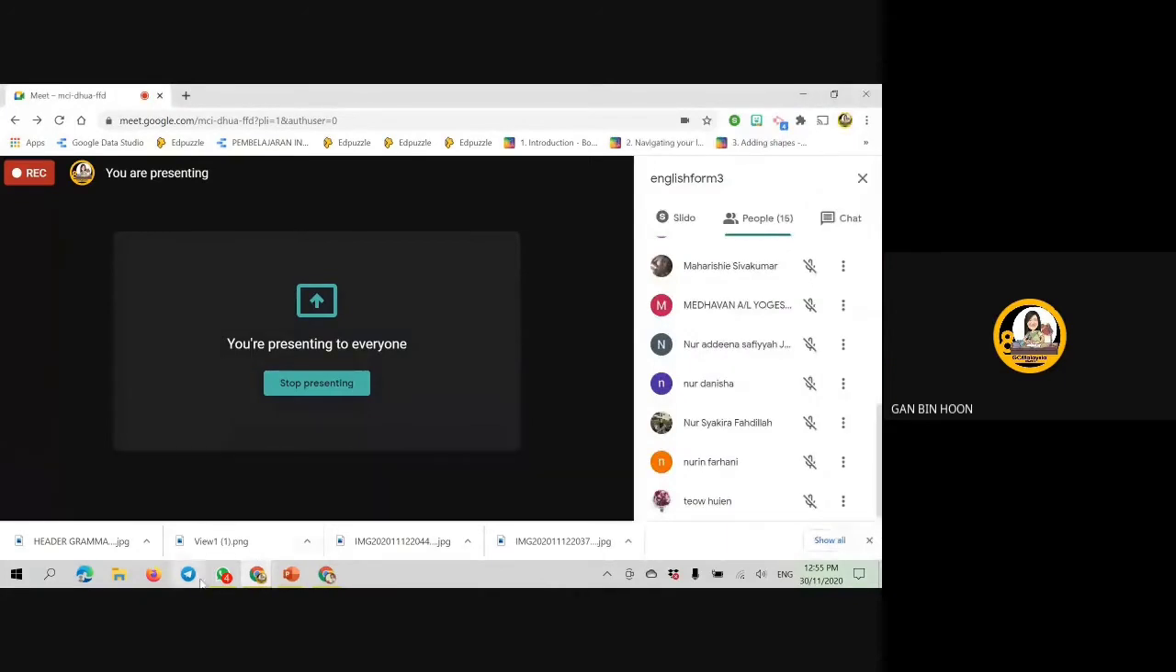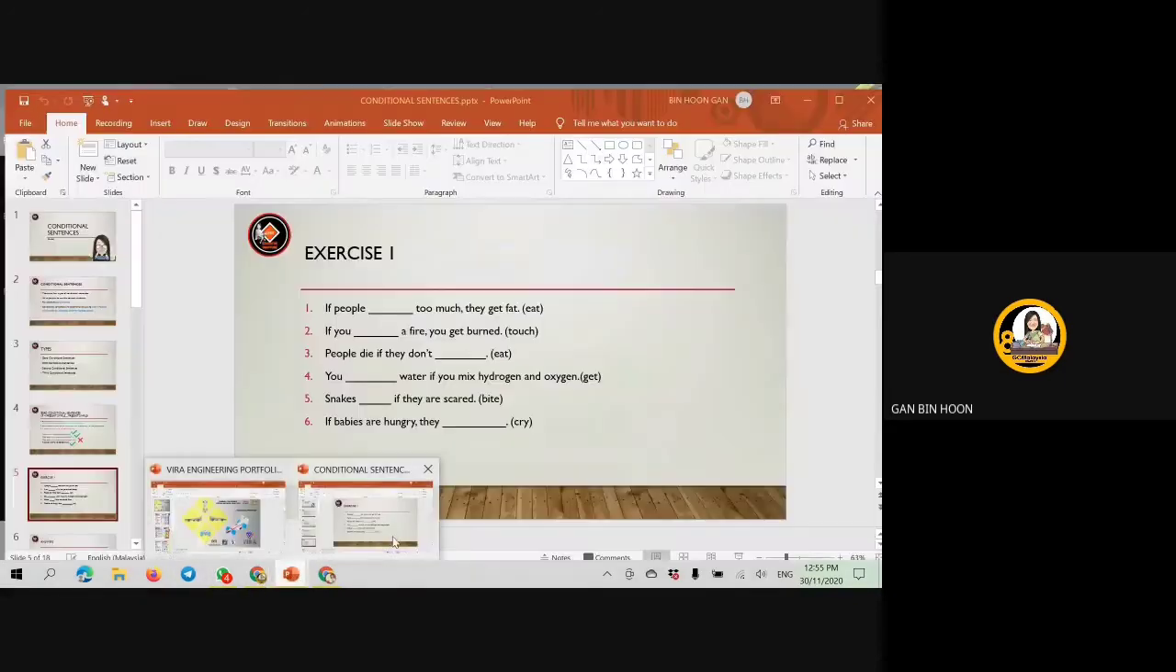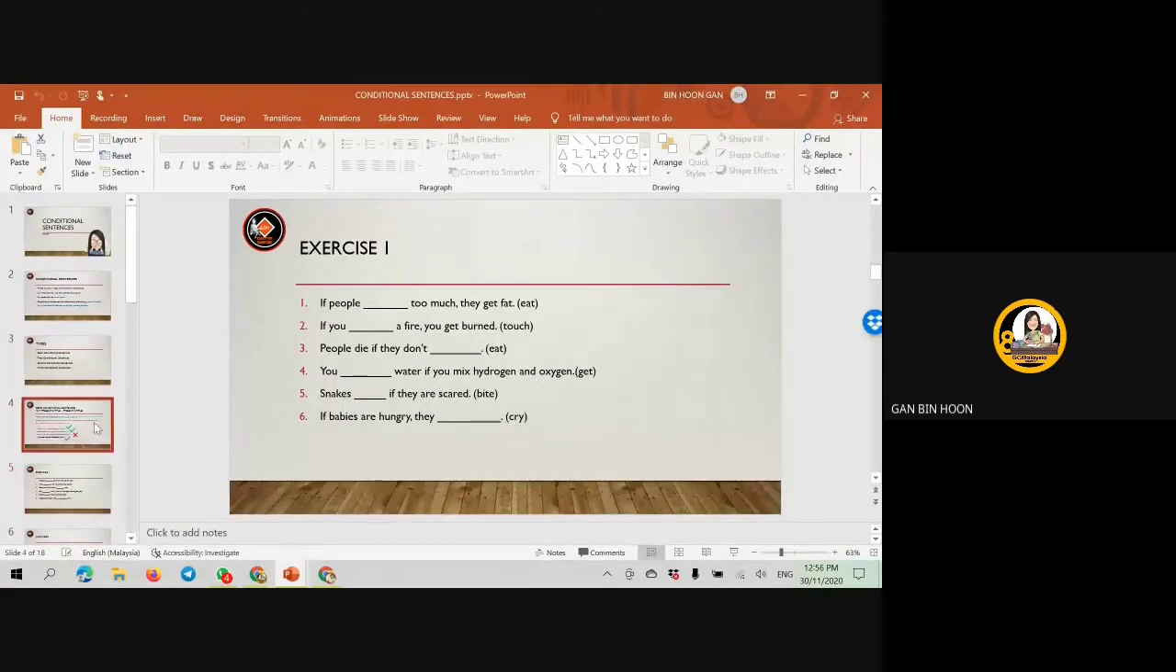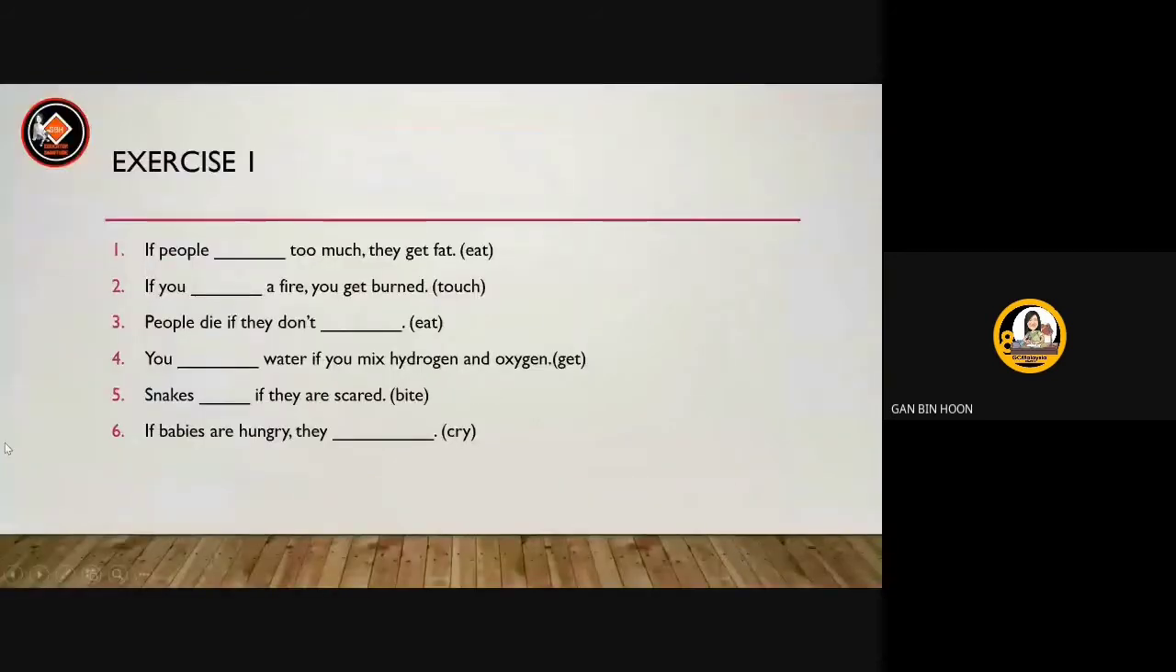Okay. So I repeat, just now we were doing the slides. So this was the slide we were doing, conditional tense. So let's look at the exercise now. You have to do this exercise. Can you do it now? Let's look at number one, the first one. If people eat too much, they get fat. So you look at the first one.